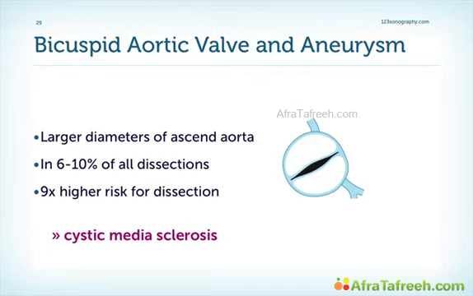But other factors, such as the strength of the aortic wall and the composition, also play a role. And it is now well known that patients who have bicuspid aortic valves don't have a normal composition. Their wall is weaker. It is a fact that these patients have larger diameters of the ascending aorta, that 6 to 10% of all dissections occur in the setting of a bicuspid valve, and that patients with a bicuspid valve have a 9 times higher risk for the development of dissection.